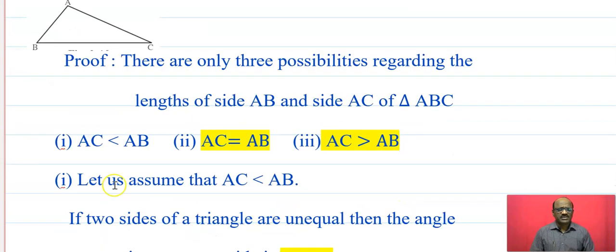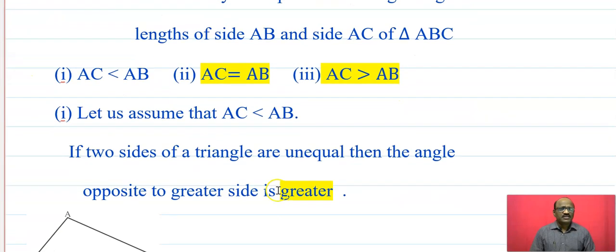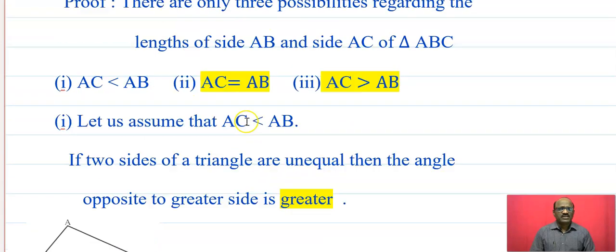First possibility we'll consider. If we assume that की AC हा AB पेक्षा लहान आहे. If AC is less than AB, AC लहान आहे, मग AC समोरचा अँगल काय की अँगल B येणार, आणि AB समोरचा अँगल काय तर अँगल C. That we will get that if the two sides of the triangle are unequal, then the angle opposite to the greater side is greater. Then what about the AC?